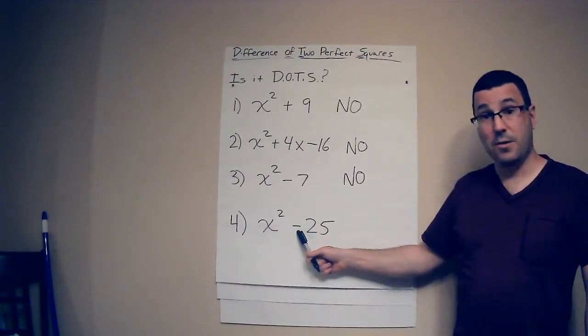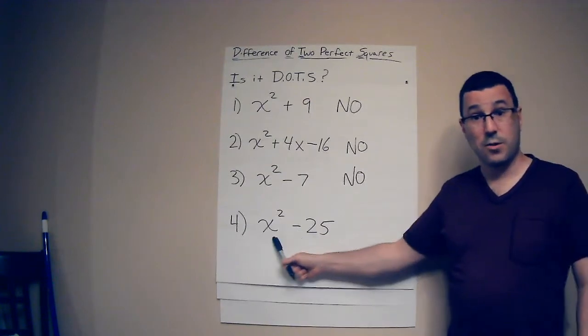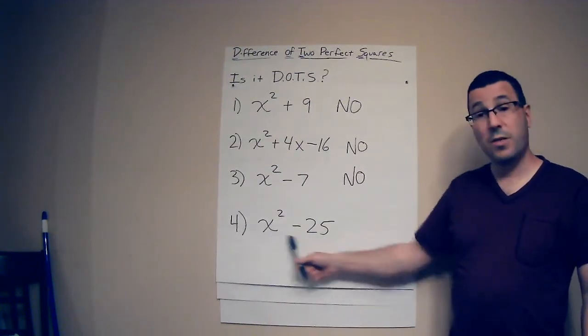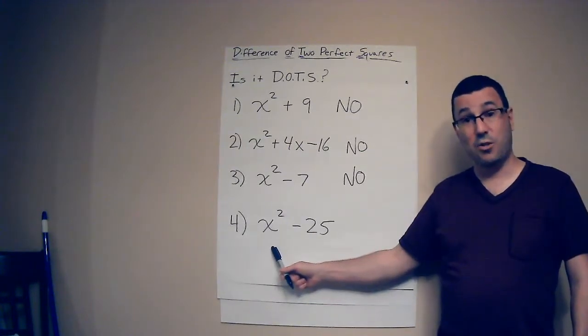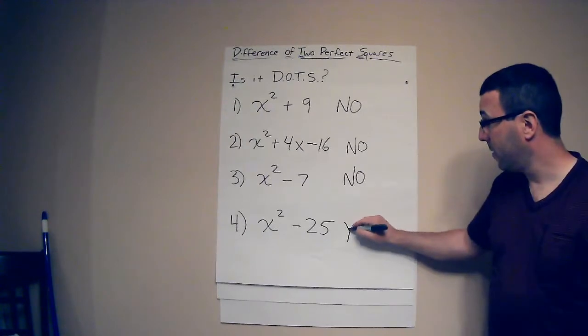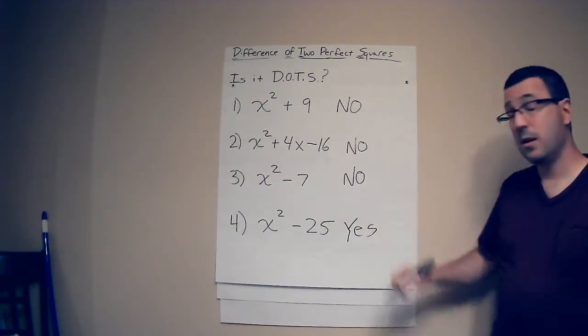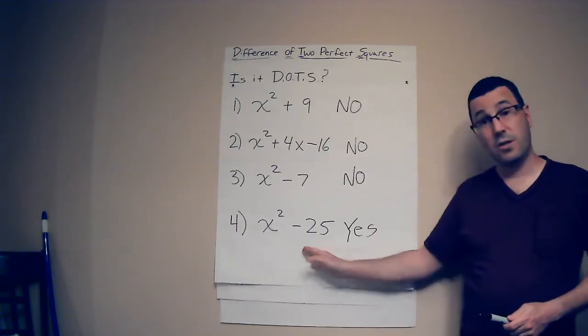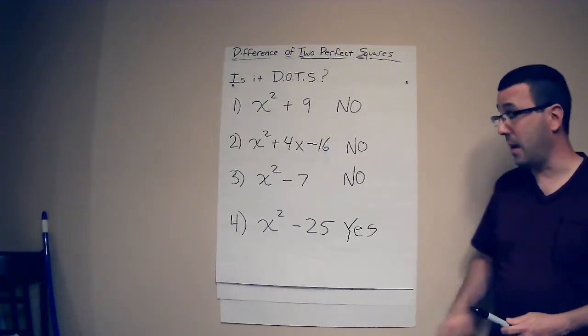Then we get to here, x squared minus 25. It has difference, so it's subtraction. There's two terms, so there's our 2. And both things are perfect squares. x squared is a perfect square, 25 is a perfect square. So this is difference of two perfect squares. So this is one example, a basic example here.